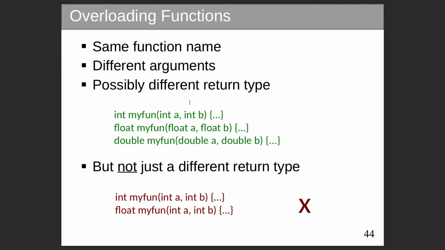And the way overloading works in Java is that you have the same function name, you have different arguments, and if you want to, you can change the return type. But if you only change the return type, then that's not an overload. That's just a duplicated function definition. So Java distinguishes between overloaded functions on changes in parameters, not changes in return type.